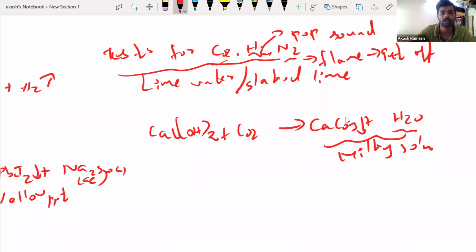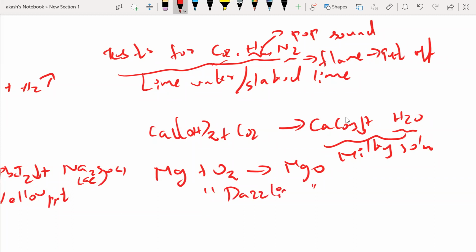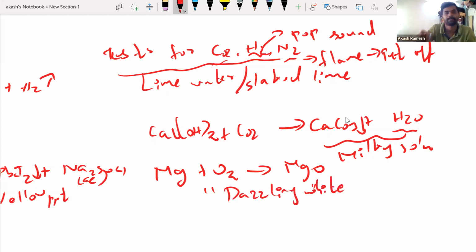So these things we saw, and also we saw this beautiful example where Mg reacts with O2 to form MgO. There is one thing I wanted you to remember. What is the phrase which I wanted you to remember for this reaction, people? Magnesium burns with a dazzling white flame. Yes, dazzling white flame.